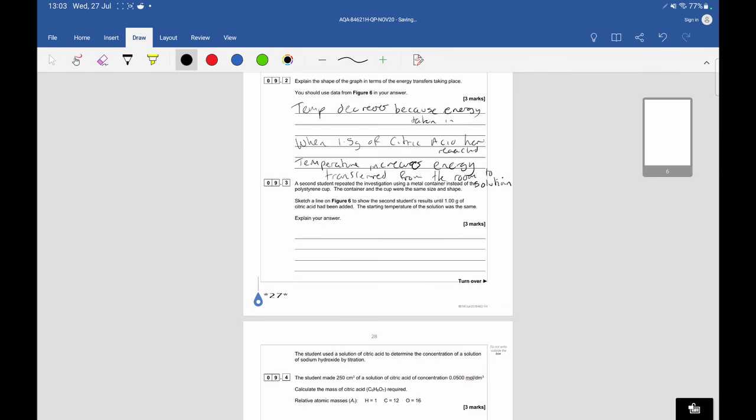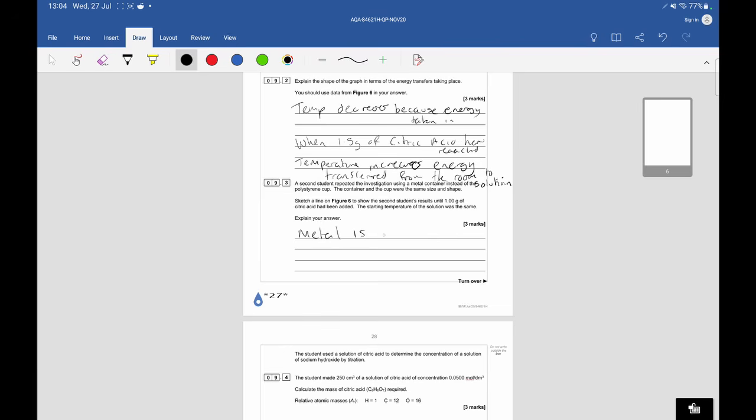Question 9.3 says a second student repeated the investigation using a metal container instead of the polystyrene cup. The container and the cup were the same size and shape. Sketch a line on figure 6 to show the second student's result until 1 gram of citric acid had been added at the starting temperature. The solution was the same. Explain your answer. Now, we know that metal is not as good at insulating heat, so our temperature change is not going to be the same, even though we're using the same substance.